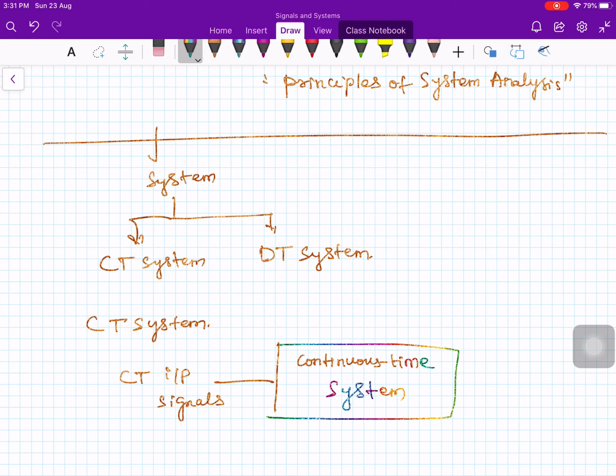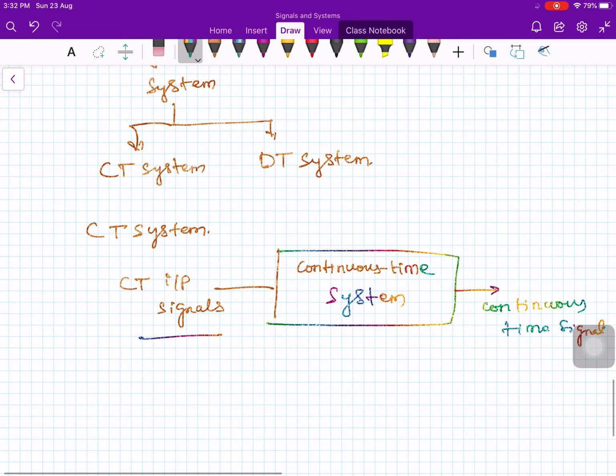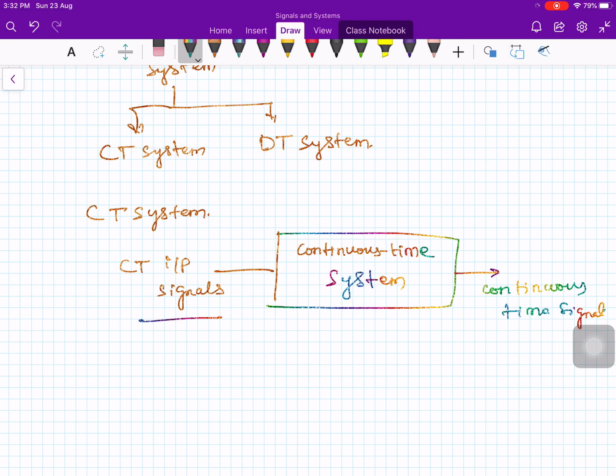Okay, and due to this continuous time input signal, the system gives an output, and that output is also a continuous time signal. Such a system will be represented like this. The input is denoted by this arrow mark. Let me call the input x of t, and the output is denoted by y of t.